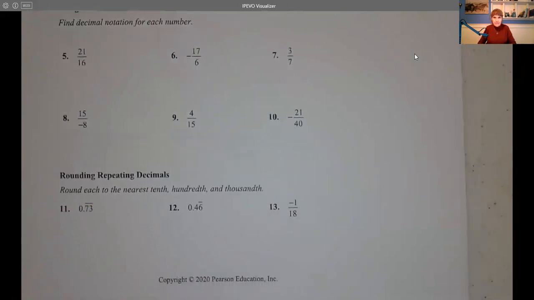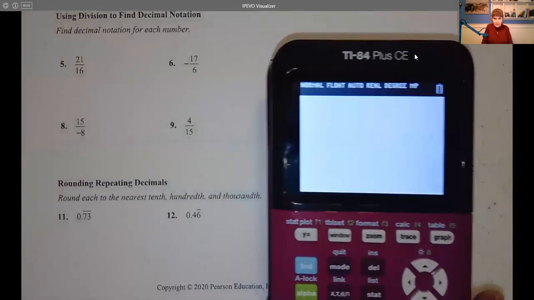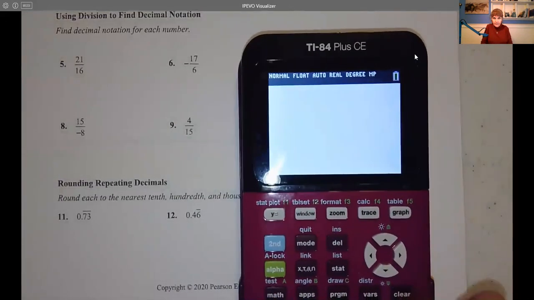All right. So right now we're going to look at going from a given fraction to a decimal. And this is 5.5. And we're going to look at some of these. And again, a calculator is very handy. So the first one here, you guys can probably see this. I would take 21 divided by 16.